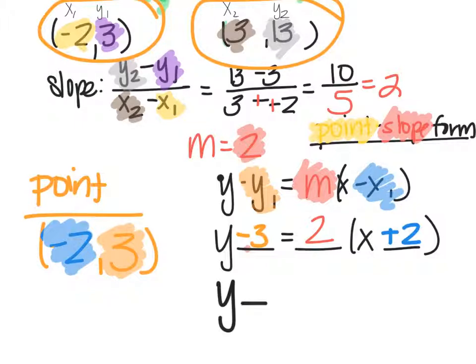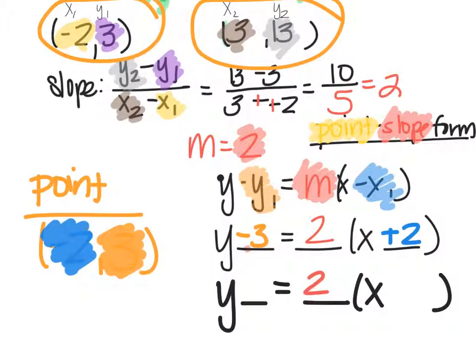If you decided to use the other point, that is perfectly fine as well. So again, we're going to write our point slope form, y, and our blank for y1, and then our blank for m, and our blank for x1. We already know that m is +2. We've established that. So this time I'm going to use the point 3, 13, and I'm going to plug in my numbers. So I know that my y value in this particular ordered pair is the number 13.